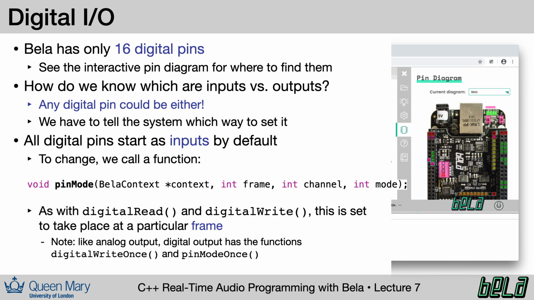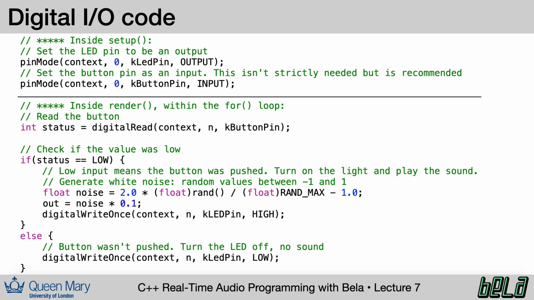In the previous lecture, we saw that the analogWrite function had a companion called analogWriteOnce, which would change the value of the output for only one frame and not any of the successive frames. There are similar functions available for digitalWrite and pinMode called digitalWriteOnce and pinModeOnce, respectively. Now let's look at how some of those functions were used in the digital I/O example.